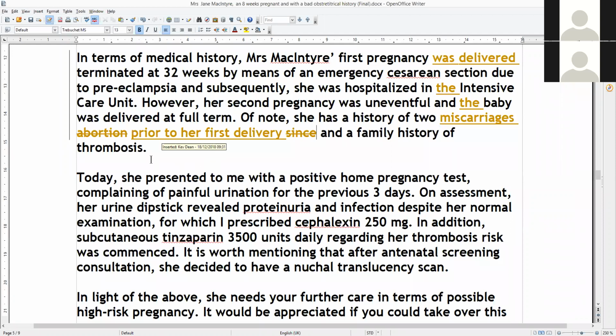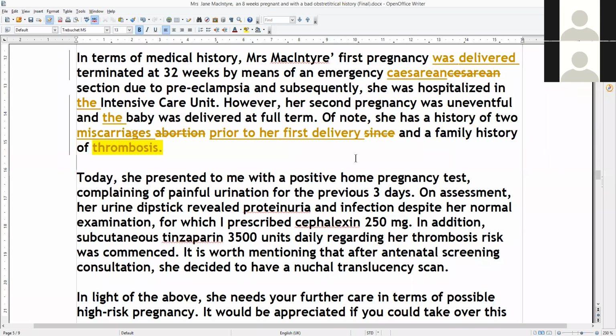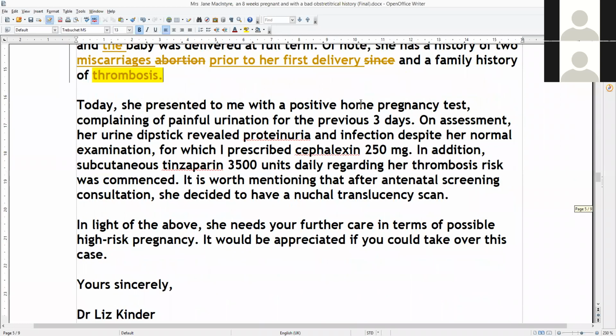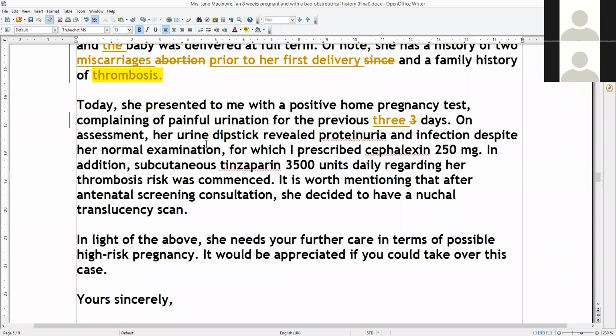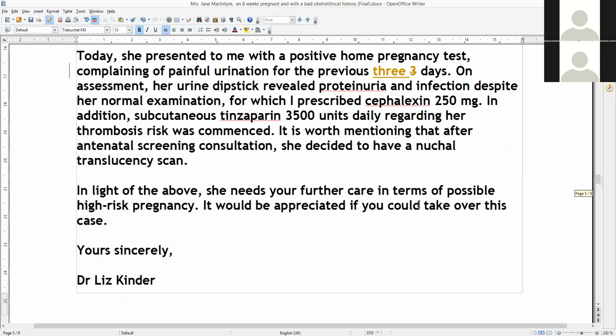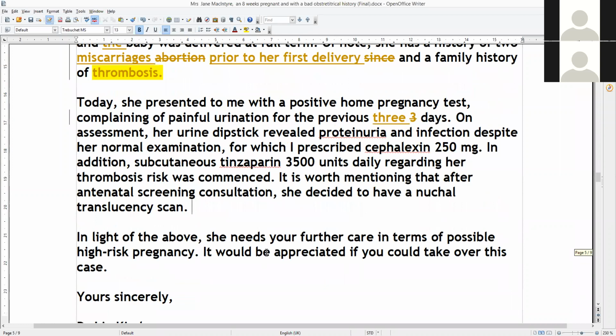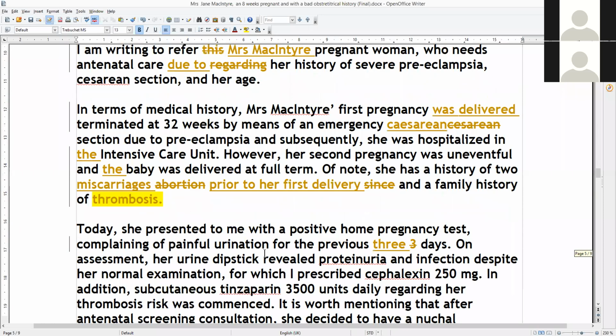And I don't know if we need the thrombosis, if we should really note that or not. Not sure. So you have to be careful about how you lay out the sequence of events. Today, she presented to me with a positive home pregnancy test, complaining of painful urination for previous 3 days. Revealed infection, treatment was commenced. Need your further care, high risk pregnancy. If you could take over this case, that's a good expression. Okay, so that's not too bad. You just got to watch how you sequence the events.